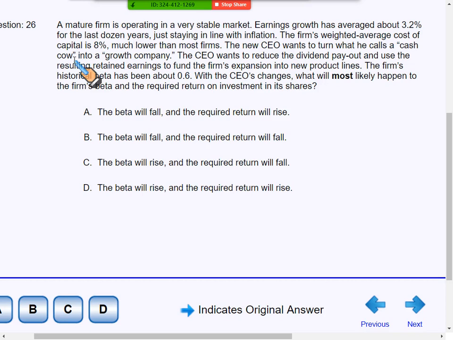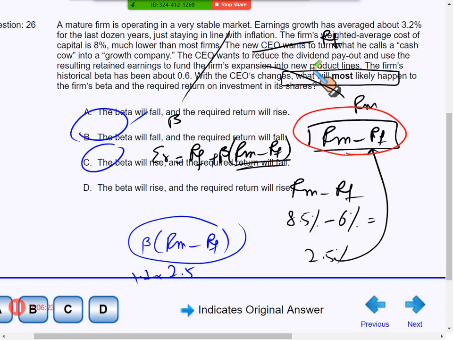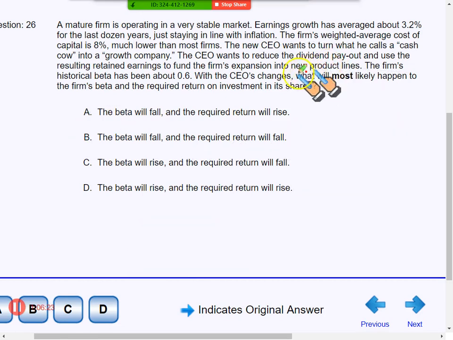So when you're trying to convert a cash cow like Microsoft into an Apple, you need to bring in new products that might prove to be risky. They might not be sold. So the risk of the company would go up, which means the beta would rise. Since you are introducing new products, that can result in risk for the company. So beta is going to rise. That is either C or D.